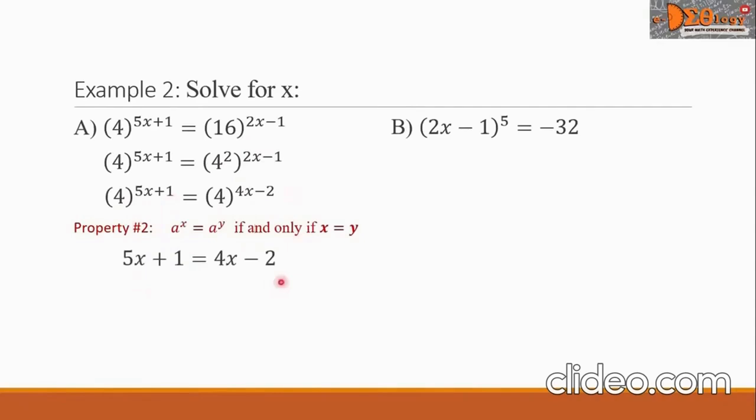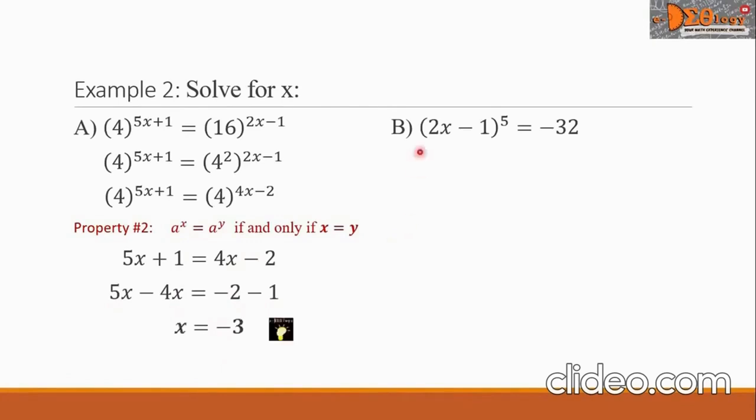And from here, we will solve for x. The 4x on the right side, we will transpose on the left. Of course, the sign must be changed. Also, this plus 1, we will transpose on the right side. The sign will be changed. So, we have now 5x minus 4x equals the negative 2 and minus 1. To simplify further, the 5x minus 4x becomes x, and this is equal to negative 2 minus 1 is negative 3.